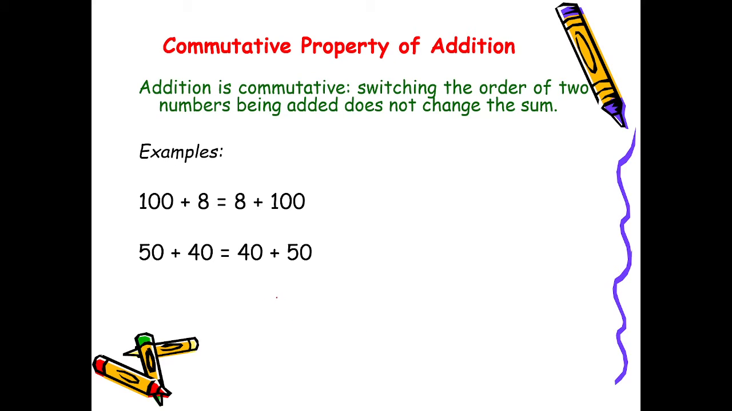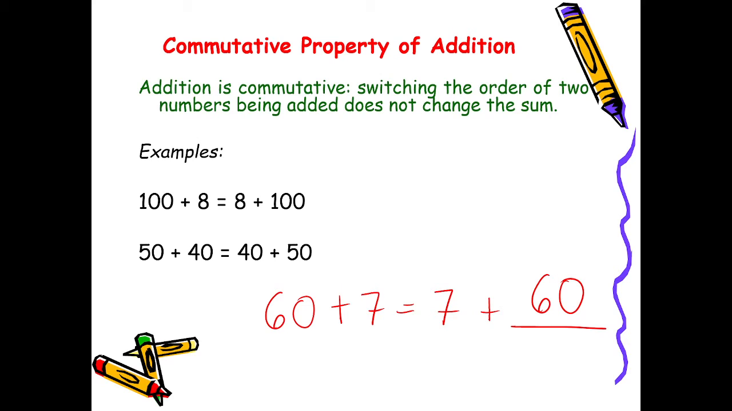Now, what if I'll be writing 60 plus 7 equals 7 plus blank? What should be written on the blank? 60. Okay, that's the commutative property of addition.